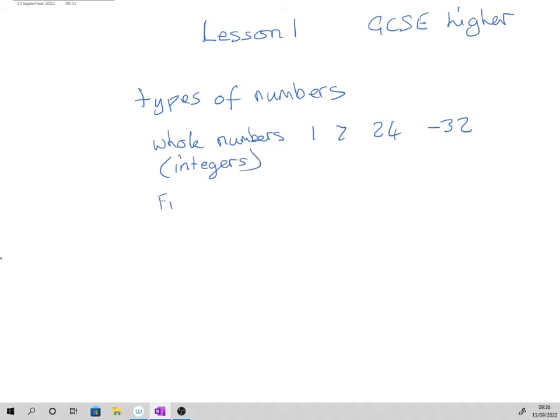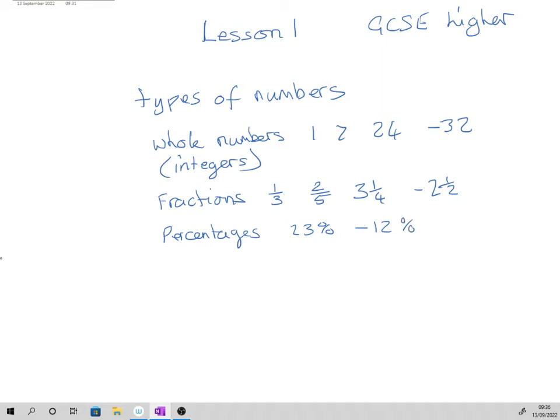And then we had fractions or fractional numbers. 1/3, 2/5, 3 1/4, or -2 1/2. All sorts of fractions. Percentages, 23%, -12%, sort of thing. Oh, you could have a combination, couldn't you? You could have -2.5%. So a fractional percentage.